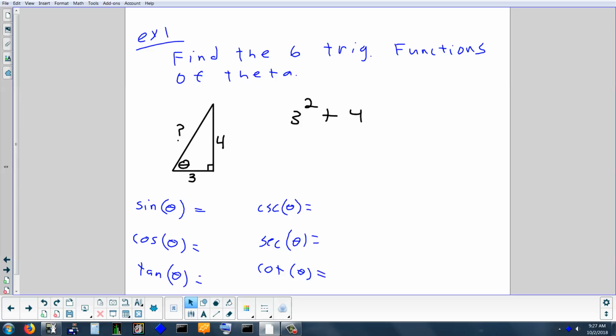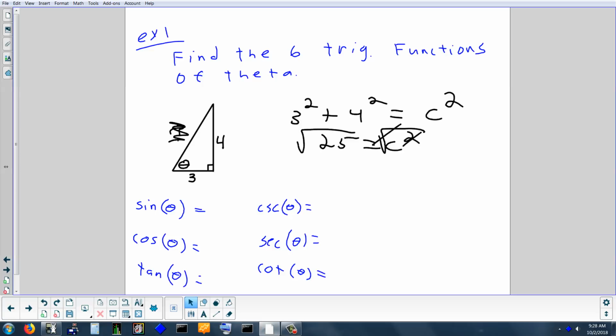So 3 squared plus 4 squared equals, you can call the hypotenuse whatever you want, c squared. What's 3 squared plus 4 squared? 25. So I get 25. But I don't want the hypotenuse squared, I just want the hypotenuse. So what do I do on both sides? Square root. Yep, take the square root. So the hypotenuse is how long?